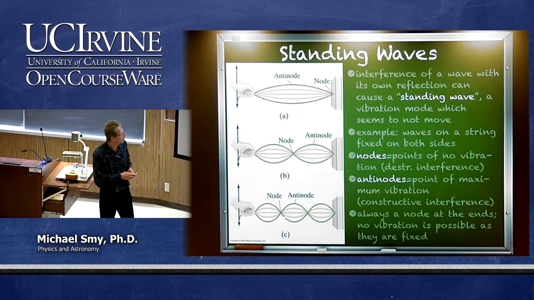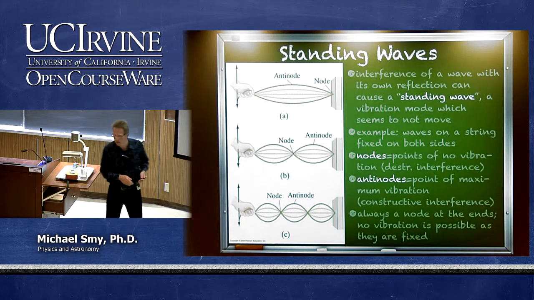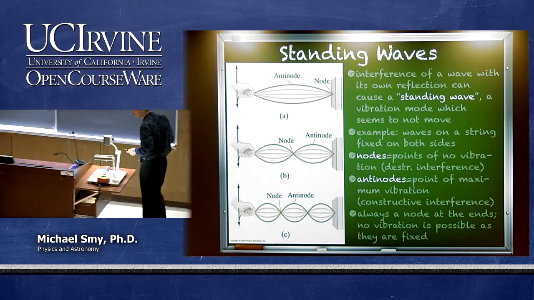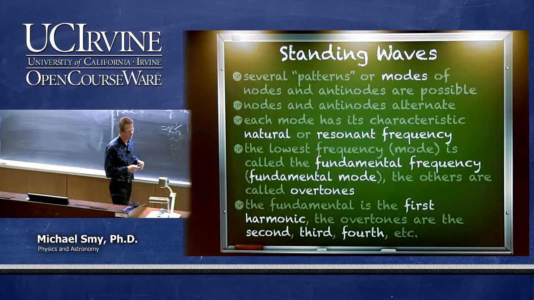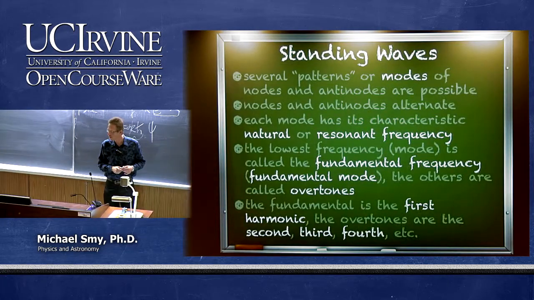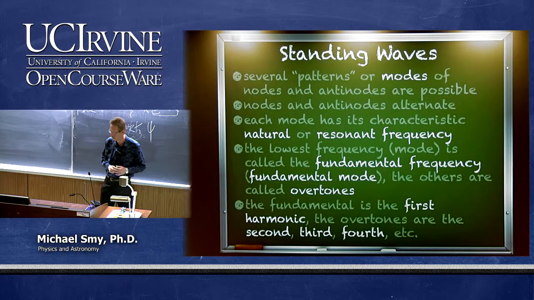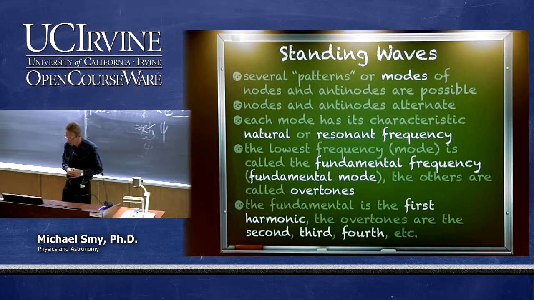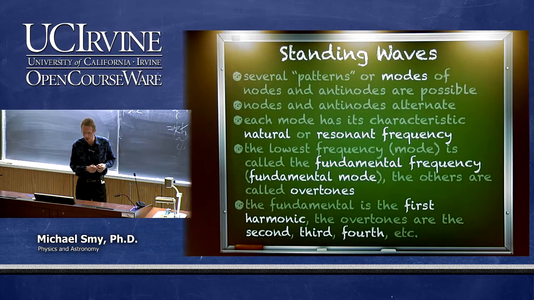And of course, always at the ends there must be nodes, since those points are fixed and therefore they cannot vibrate. And each of those modes has a frequency associated with it. Those are called natural or resonant frequencies, just like in the case of forced harmonic motion.